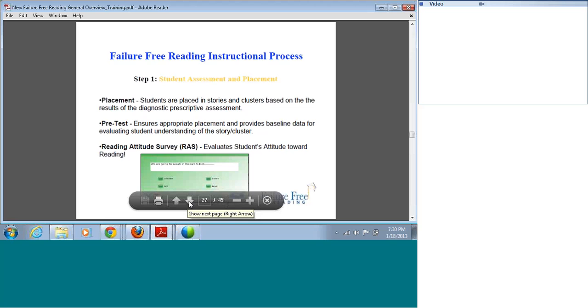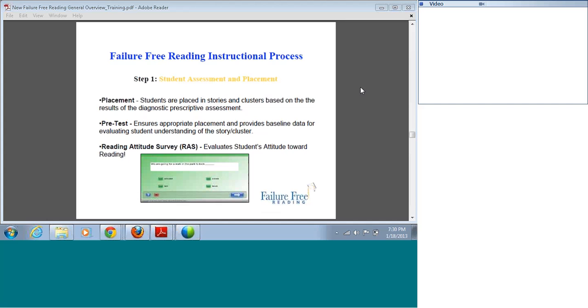So again, students are placed in stories and clusters based on the results of the diagnostic prescriptive assessment. And again, that assessment is going to place students into the elementary solution and verbal master. It's not going to place students into life skills. Okay? Next is the pretest. The pretest ensures appropriate placement and provides baseline data for evaluating student understanding of the story or cluster.